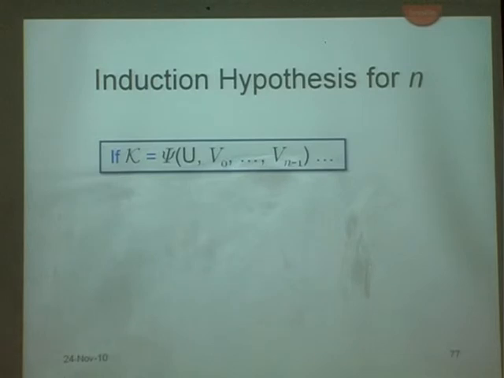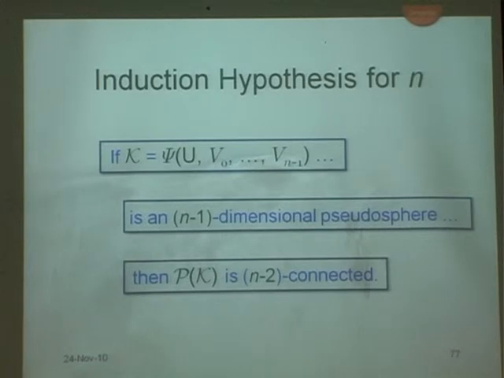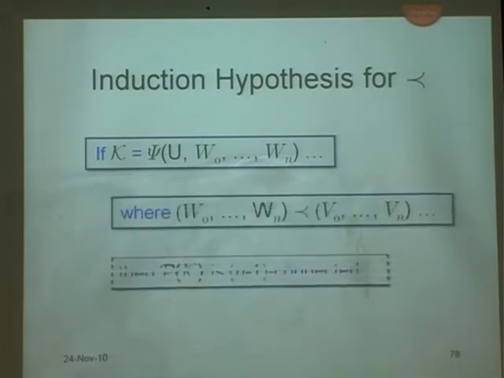Okay, the induction hypothesis for n says that if we have a pseudosphere over fewer processes, then we're n-2 connected when we apply the protocol complex. In other words, you could think of this as saying if we kill one process before it takes a step and then run everyone else, then we're n-2 connected. The induction hypothesis for the partial order is that if we're assigning values that are less in the partial order than the ones we're interested in, then each of those subset things is n-1 connected.